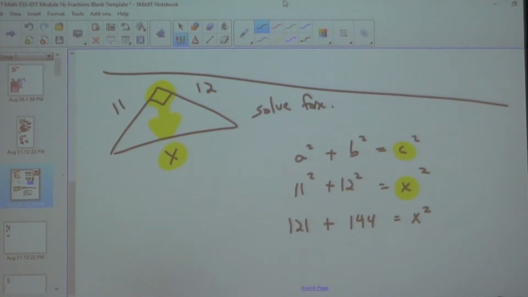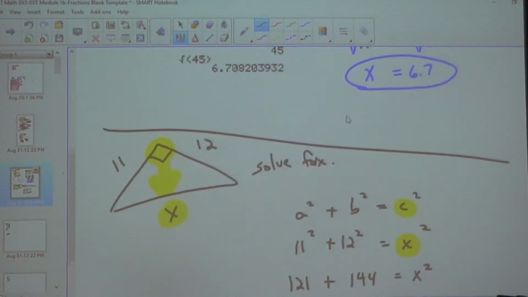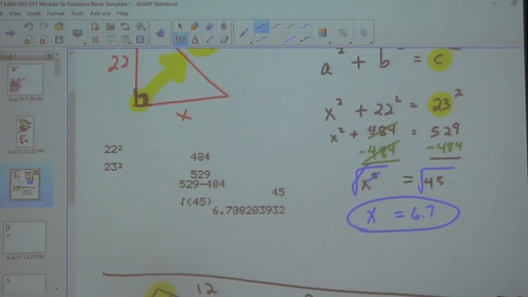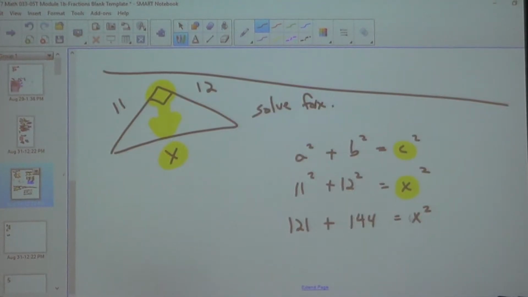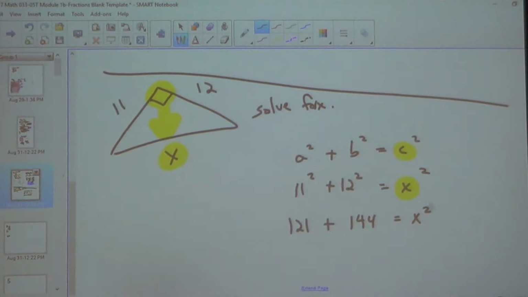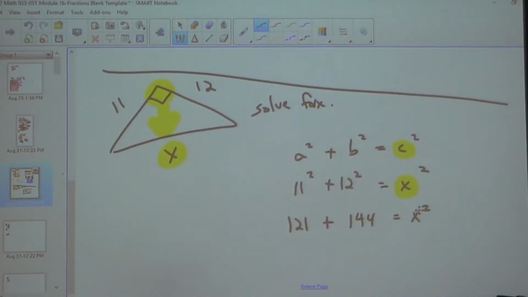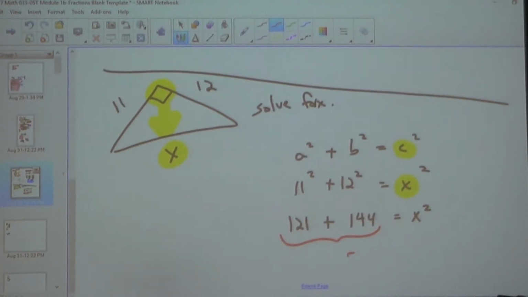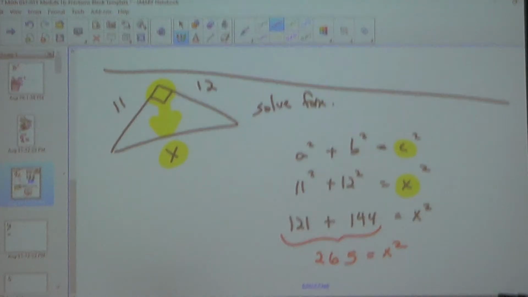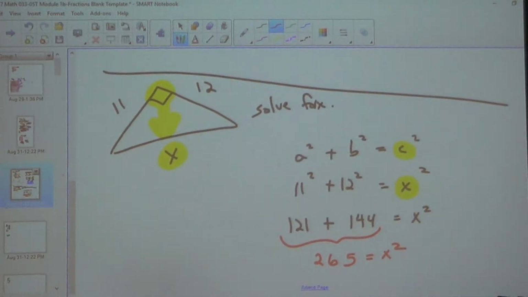Now, this one is different than the last one. In the last one, do you see that X and 484 were on the same side, and I had to move the 484 to get X alone. Here, do you see that X is already alone? So I don't have to move anything. I have to just clean it up. See the difference? The other one I had to subtract to get X by itself. This one, X is already by itself.